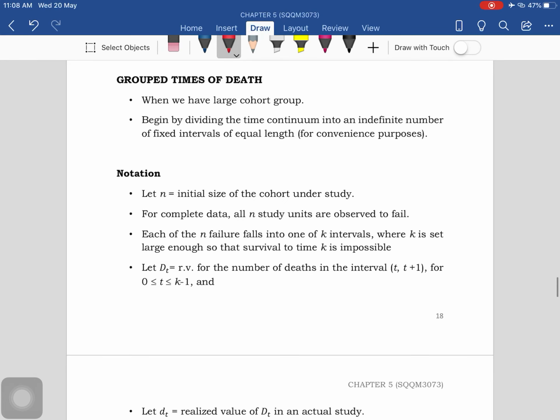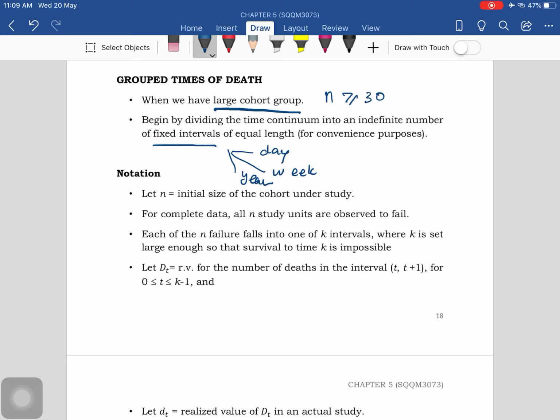Okay, so group time of death. We move to group time of death, and then we have a large cohort group where the sample size is greater than or equal to 30, and with fixed intervals. It can be day, week, or year.